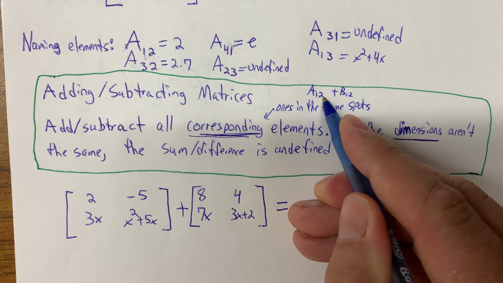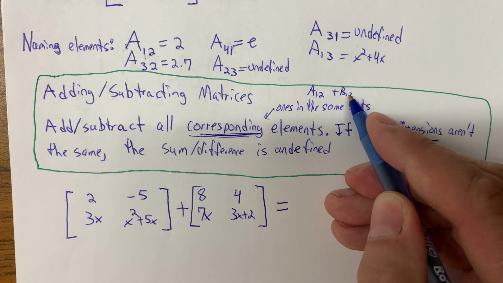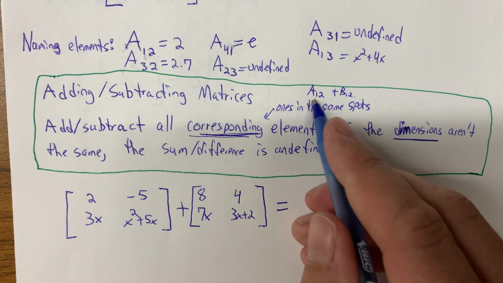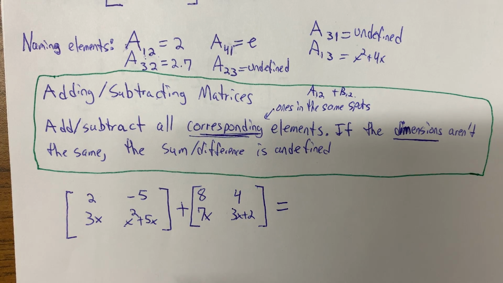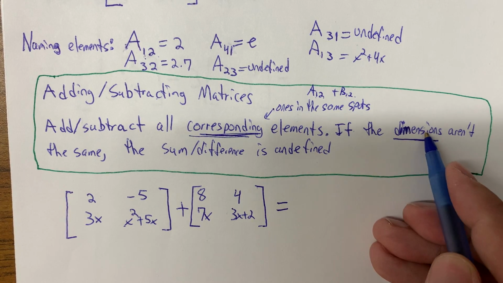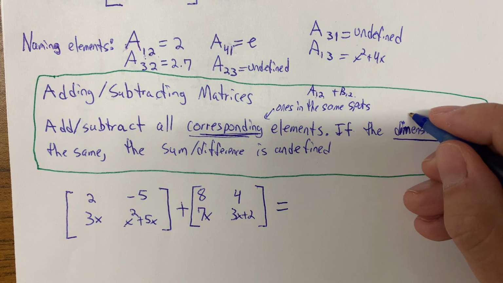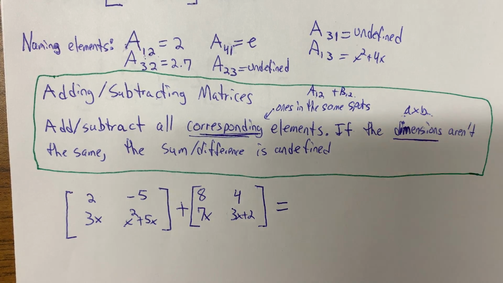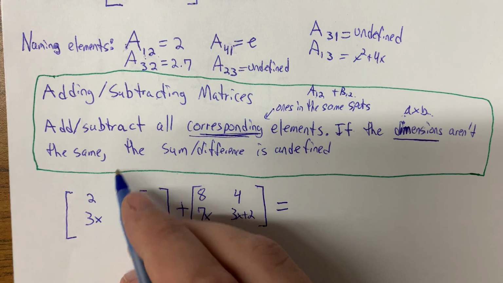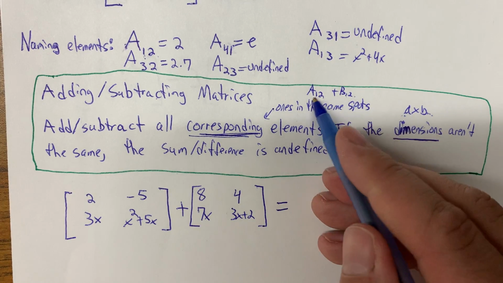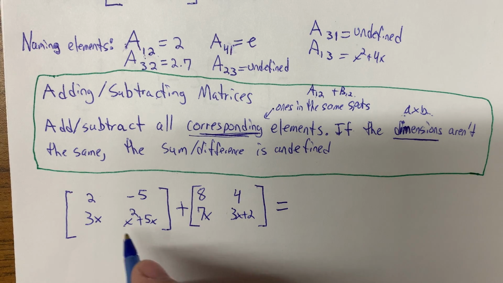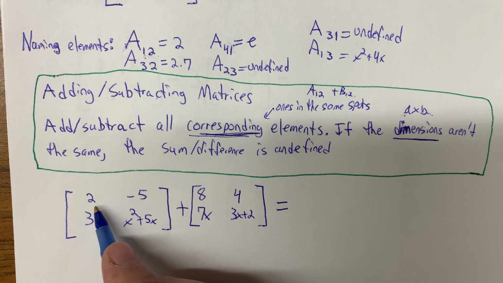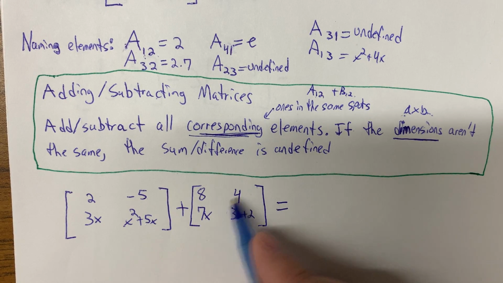If it's in the first row, second column of the first matrix, you can add it with the first row, second column of the second matrix. You just add the elements that are in the same spots. Okay? If the dimensions of the matrix, that means the rows by columns, the number of rows and the number of columns, aren't the same, then the sum and difference is undefined because you'll be trying to add things that are undefined. So this first one, we have a matrix and another matrix.